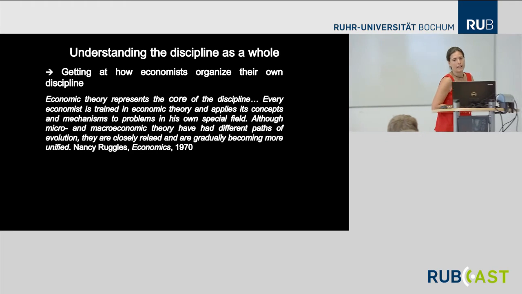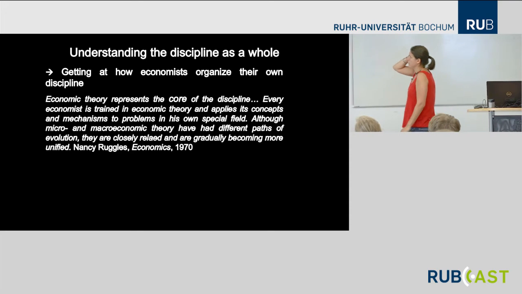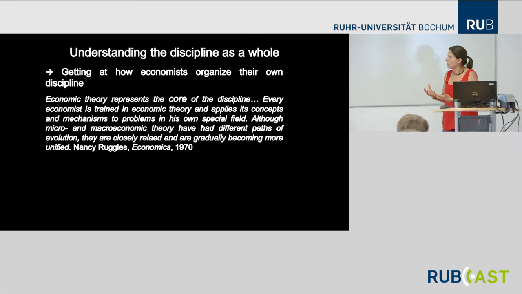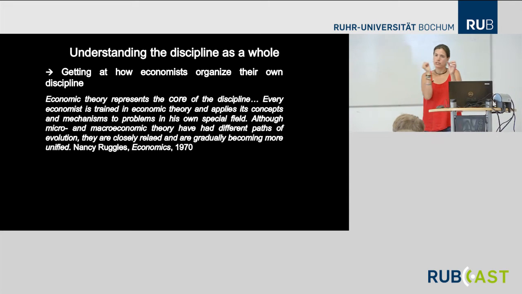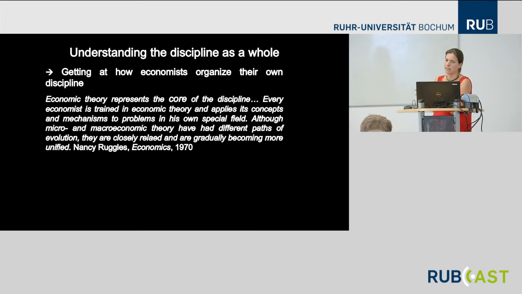It's just automated. For instance, there is a very important book at the turn of the 70s that was published by an economist called Nancy Ruggles. It's a book published by the Social Science Research Council, a book on economics to explain what economics is in 1970 to non-economists. So she's trying to do exactly what I'm trying to do here, to get at the essence of what an economist is. And she writes, "Economic theory represents the core of the discipline." And core is a very important word. I will come back to that.